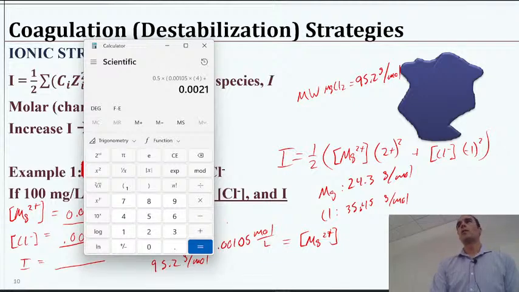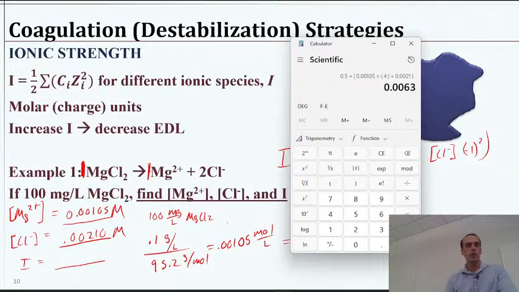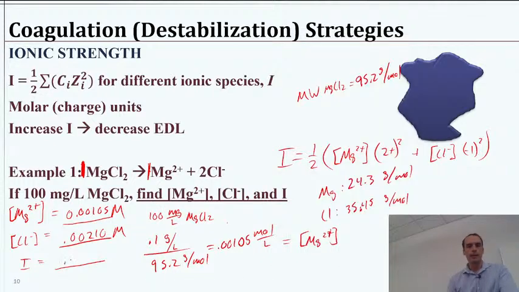That'll be times -1 squared, which is just 1, so I'm just going to leave that off. Okay, and our answer should be 0.0063. This is kind of like a moles per liter unit. It's not exactly that. So you can call it moles per liter. It's kind of moles charge per liter, sort of, but don't worry too much about the units there.